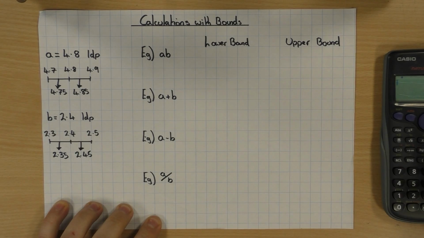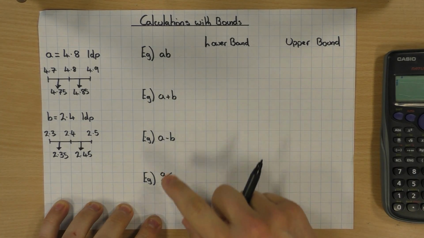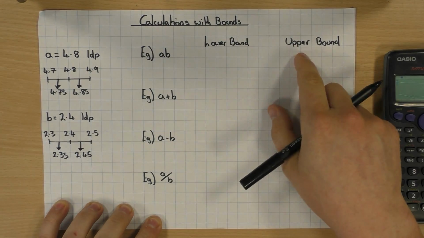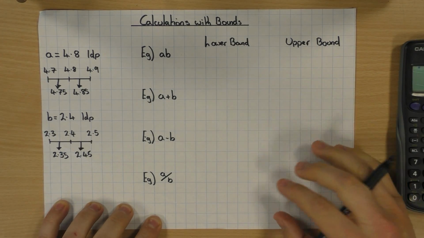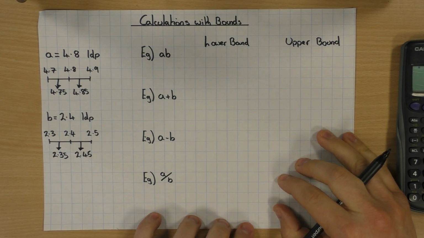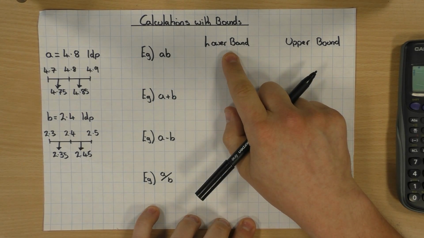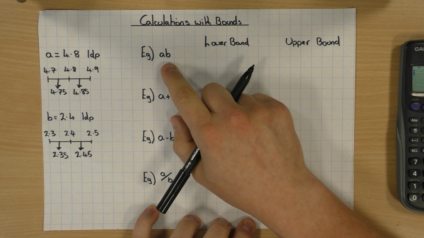Now, different things that you could be asked. You could be asked to times them, add them, subtract them, or divide them. And it might want you to work out the lower bound of that calculation or the upper bound of that calculation, and so on and so forth. So all I'm going to do here is just illustrate what you need to do in these particular circumstances. So let's start off with timesing them, and we want the lower bound when we times them. So the lowest possible value you can get when you multiply these two together.